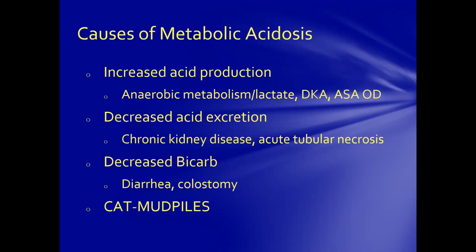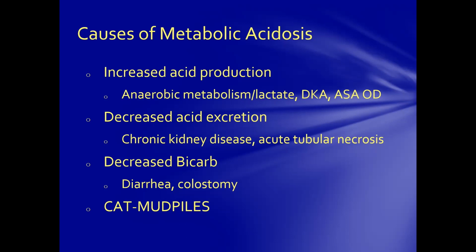You can have an increase in acid production, such as the production of lactic acid when you switch from aerobic to anaerobic metabolism. You can also have disease processes such as diabetic ketoacidosis or an aspirin overdose, which can increase your acid production as well. You can have a decrease in acid excretion, such as when you have chronic kidney disease or acute tubular necrosis, meaning your body or your kidneys can't get rid of the acid and it starts to build up.